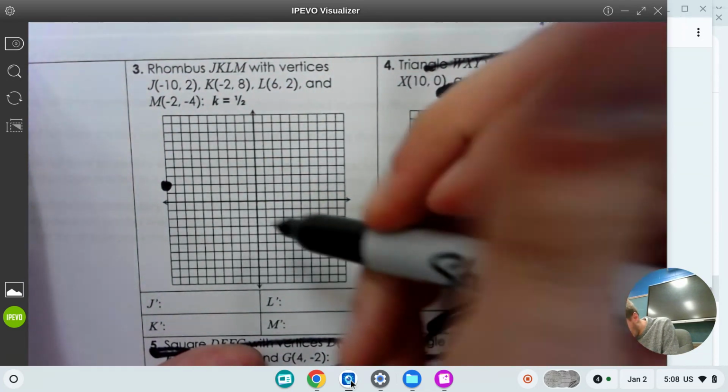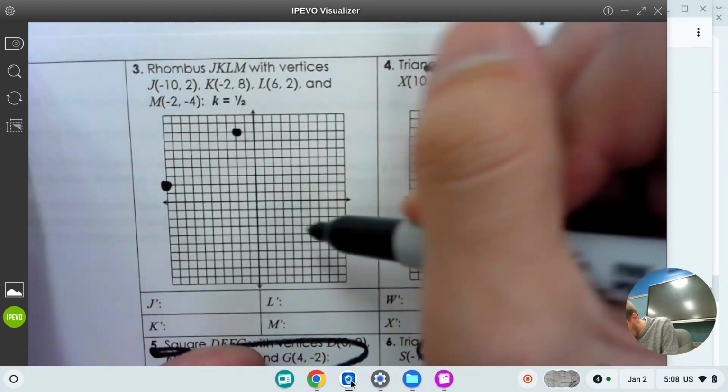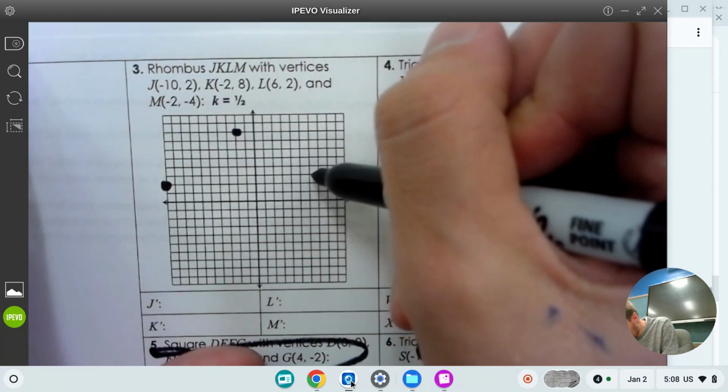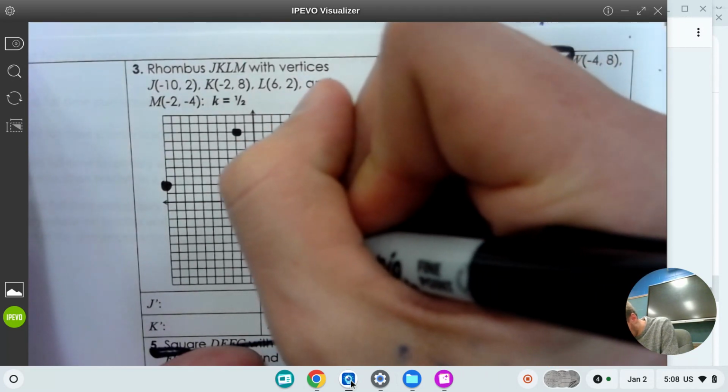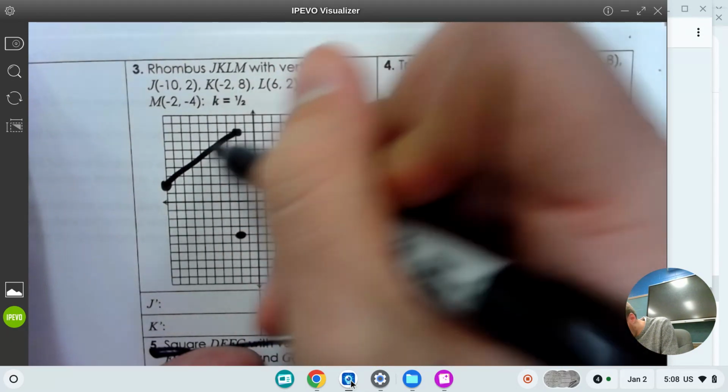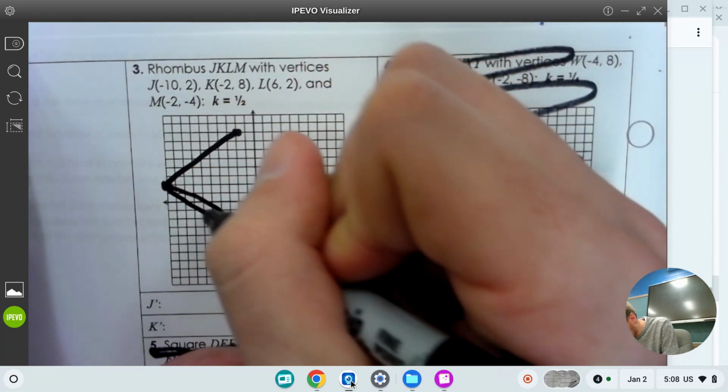Got it. -2, 8. Got it. 6, 2. Got it. And -2, -4. Got it. It's a rhombus. It's not a straight line.